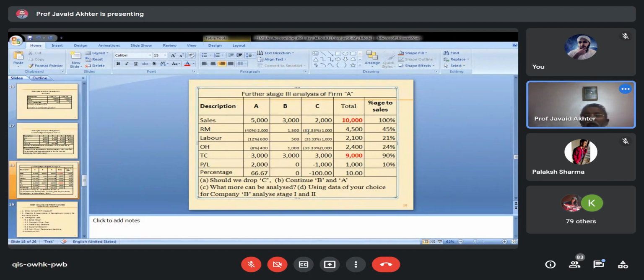In this case also, like I said before, figures speak. You will try to see the relationship between labor and raw material and overhead, which is increasing, which is decreasing, what is the trend, what happens when one increases, the other decreases. You have to read between the lines. The data will speak to you if you have understood its language.